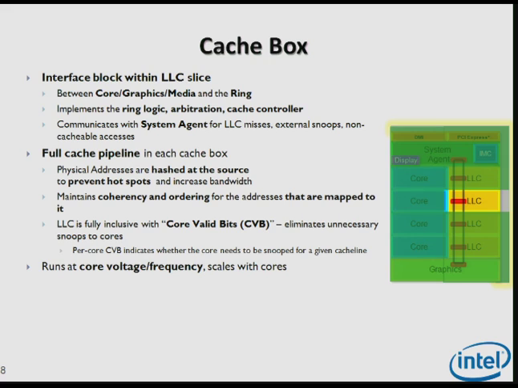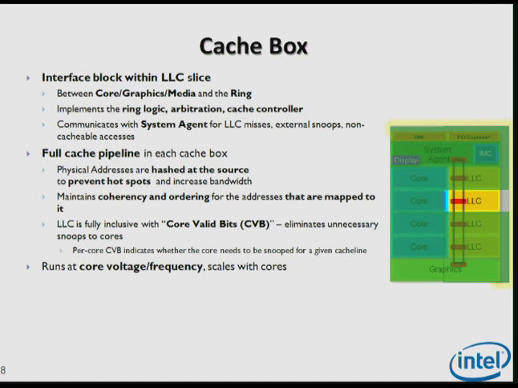It does the hashing. This is to prevent hotspots and to get effectively more bandwidth from the cache itself. And because of the hashing and because of the ring protocol, which I'll speak of in a second, it needs to maintain coherency and ordering between requests.